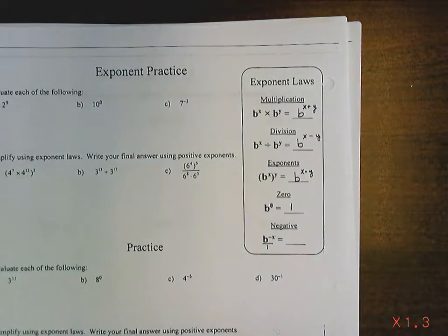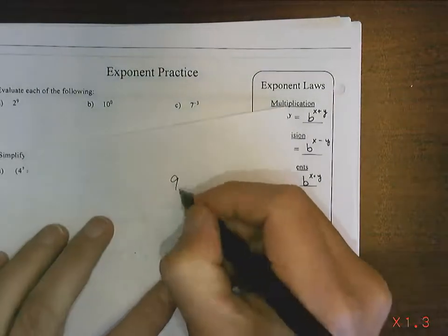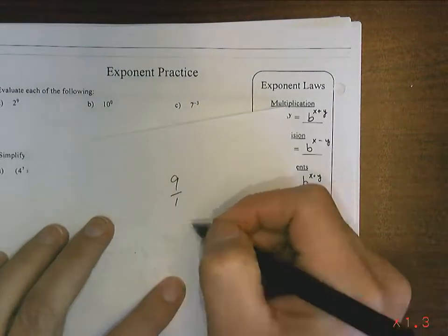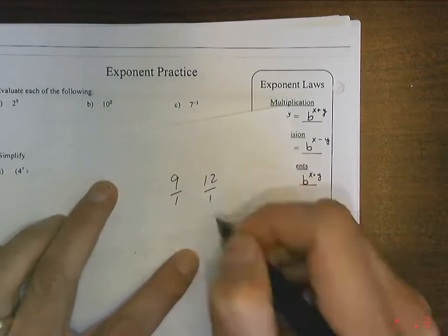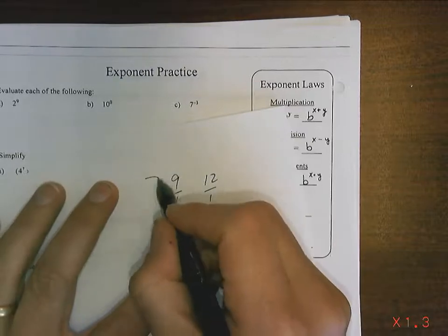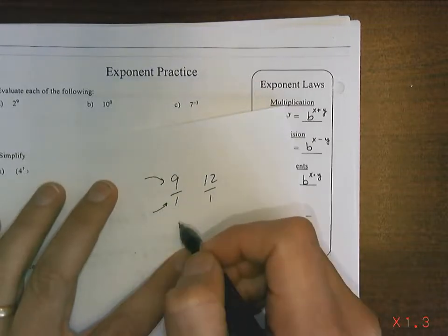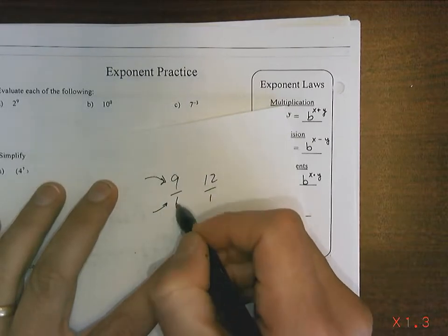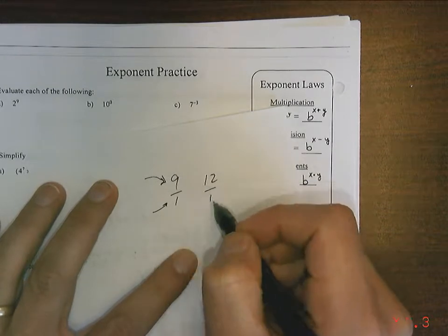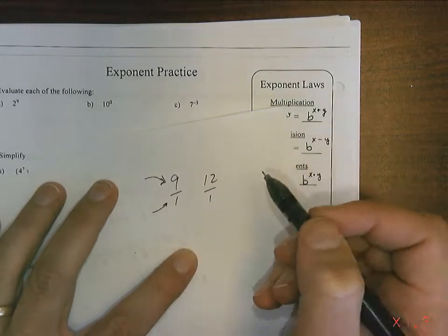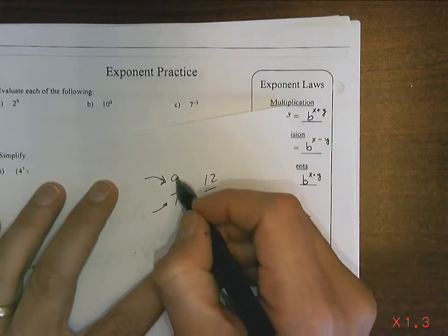If I have a number like 9, we know that it's actually 9 over 1. And if I have a number like 12, it's actually 12 over 1. And when I do that, what I'm creating is a numerator and a denominator. And so it says 9 divided by 1. Well, 9 divided by 1 is 9, and 12 divided by 1 is 12. But I create what I'm going to call a top and a bottom.